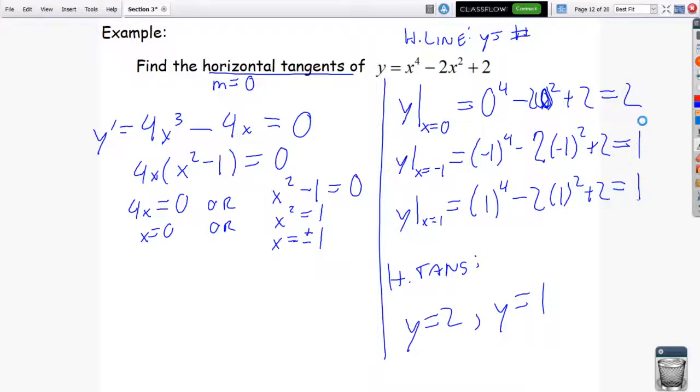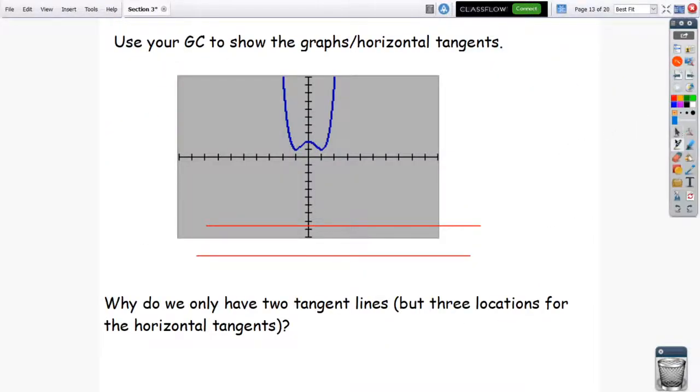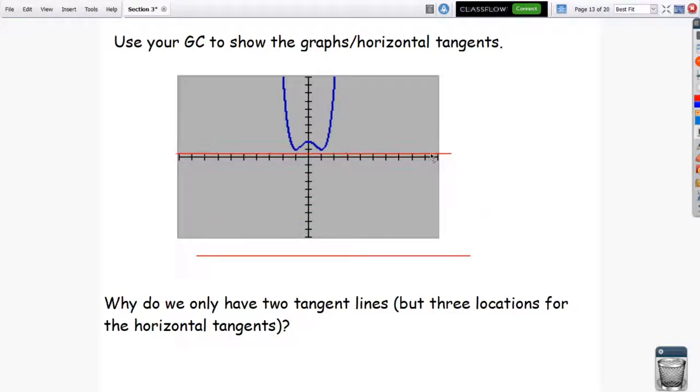And just because I don't feel like typing it out right now, I already have it produced for you. You can actually see, I kind of have a W shape right here. And 2 of those horizontal tangents are coincident with each other. And then the third horizontal tangent is right up there.